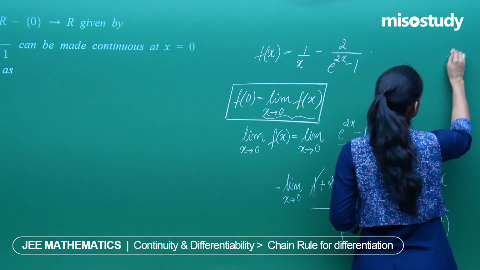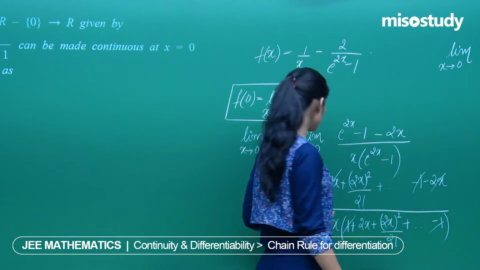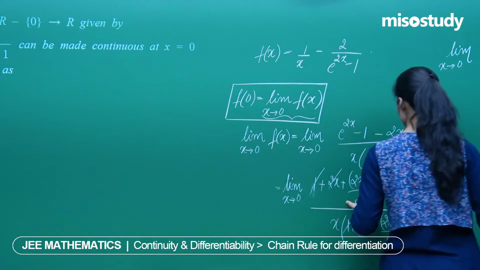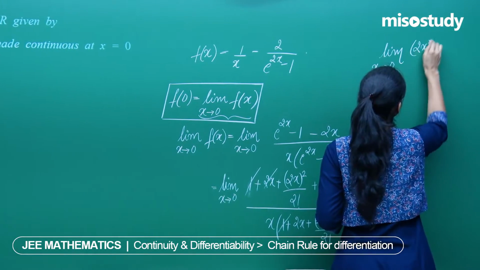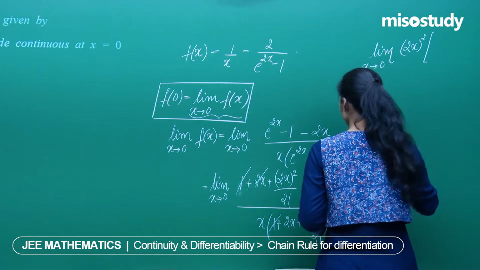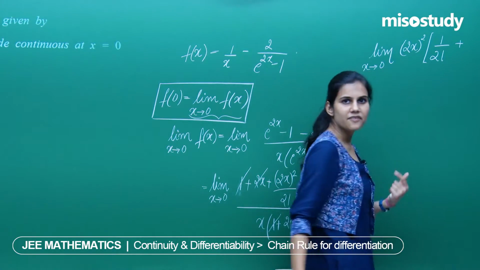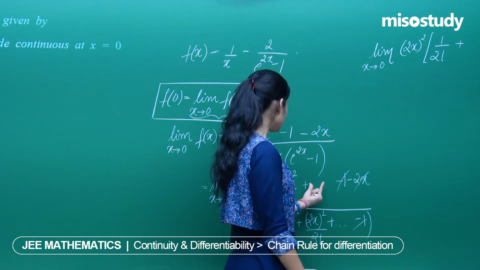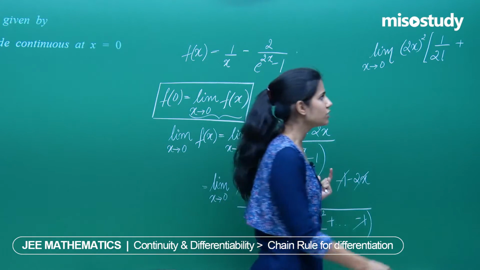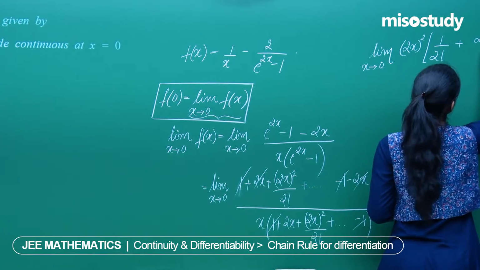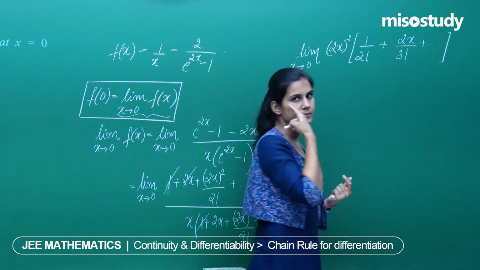What you are left with is limit x tends to 0, this becomes what? 2x square by 2 factorial, then 2x cube by 3 factorial. So basically 2x square can be brought out common. You are left with 1 by 2 factorial and then the rest of the terms have x term in them. How? This will be 2x cube by 3 factorial. So 2x square has been brought out. 2x is left by 3 factorial and then so on. Fine?